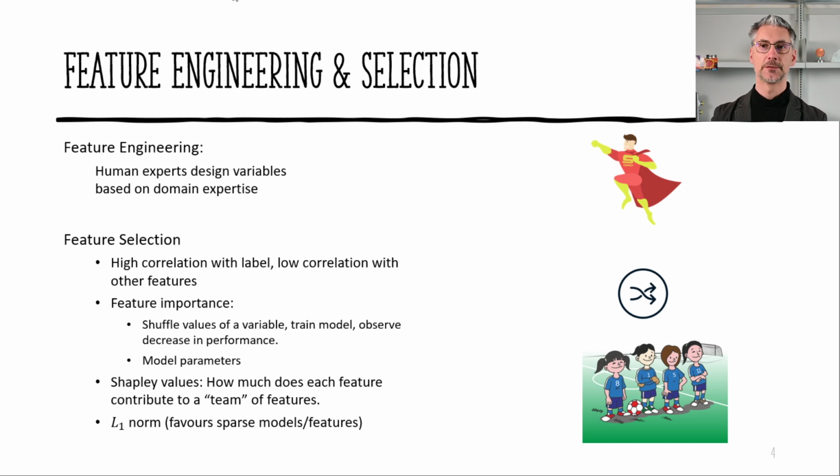When we have many features, we also want to find a way to build sparse models and reduce the number of features, and this we can do by adding the L1 norm as a regularization approach. And then the machine learning training will favor those models that have few variables.